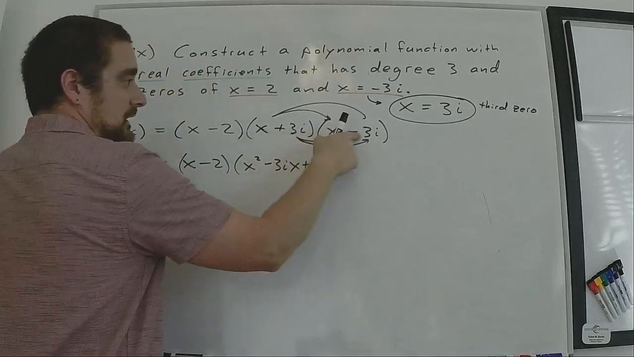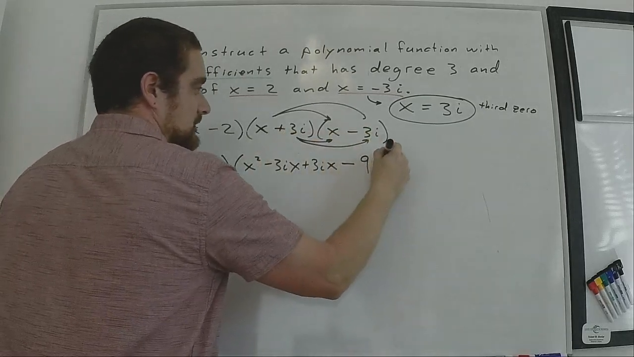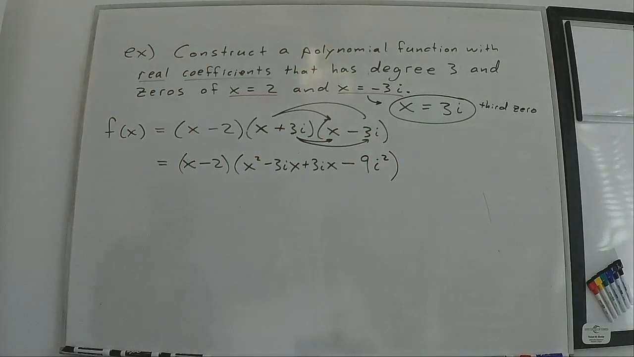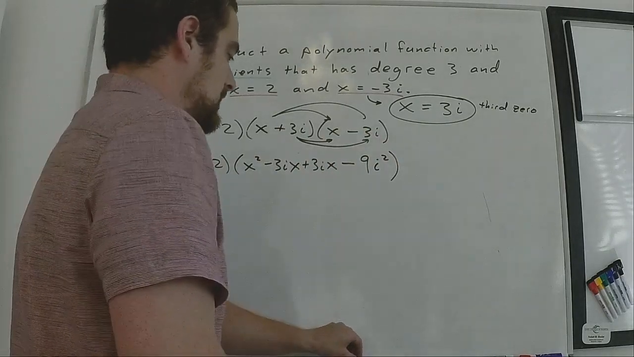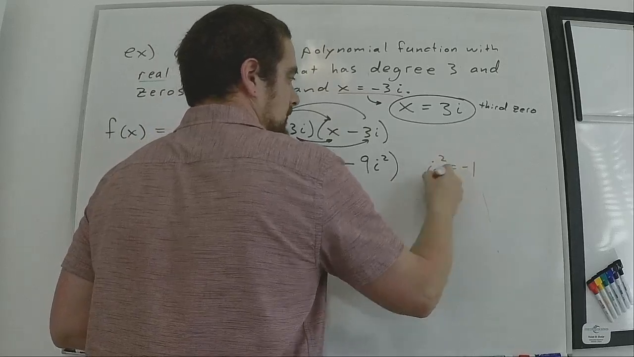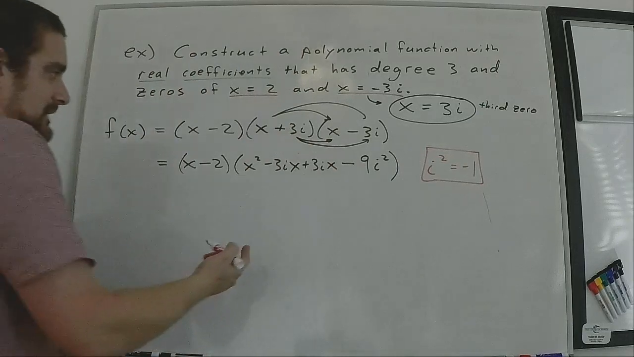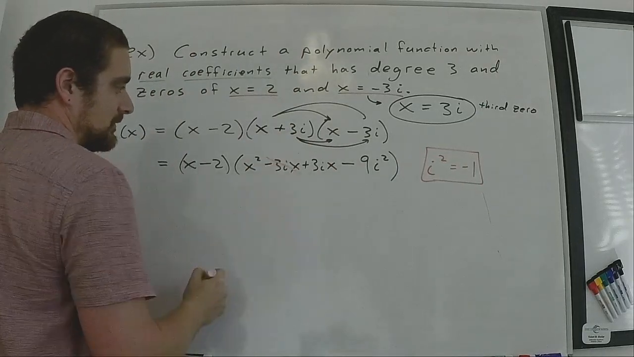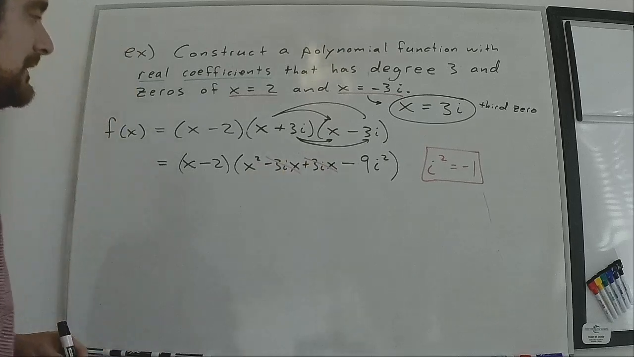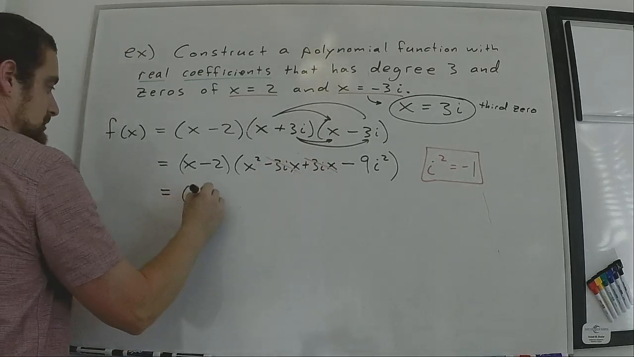Now I have to multiply 3 times 3 to get 9. And I multiply i times i to get i squared. Just remember to note that i squared, by definition, is negative 1. So I'm going to rewrite that i squared term. And also, I see stuff that cancels out because I have a negative 3ix and a positive 3ix. I have 0 3ix's. Since I have 0 of them, I'm just not going to write them. They're gone. So this gives us x minus 2.